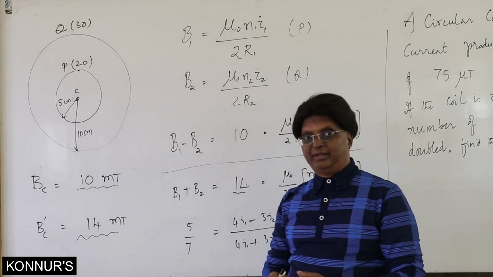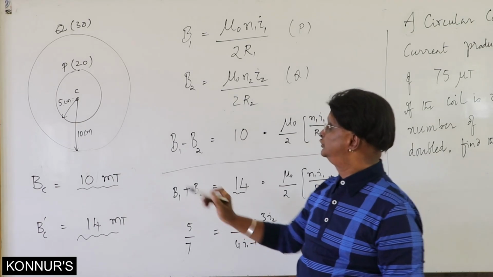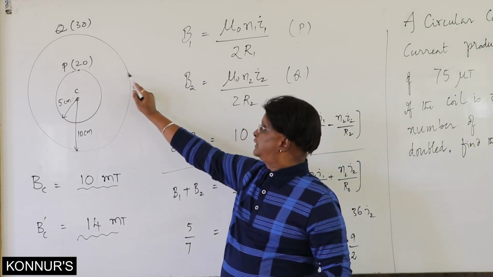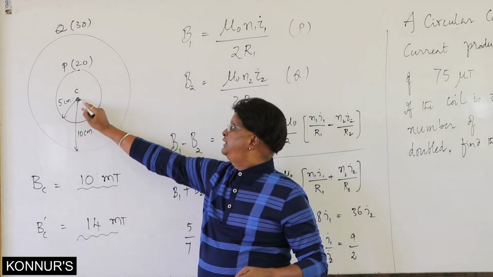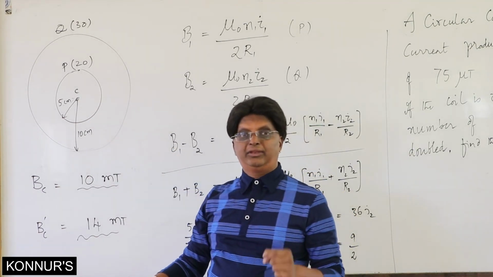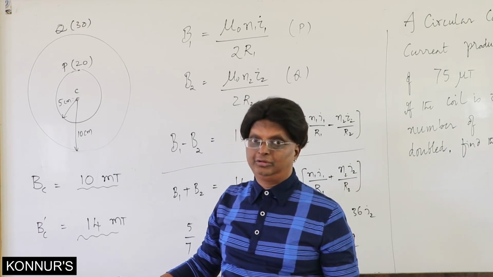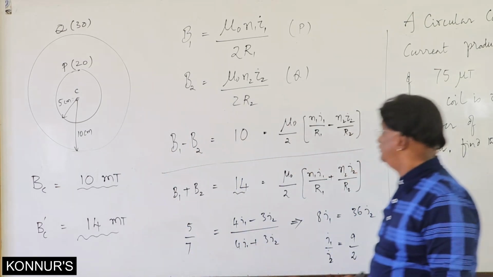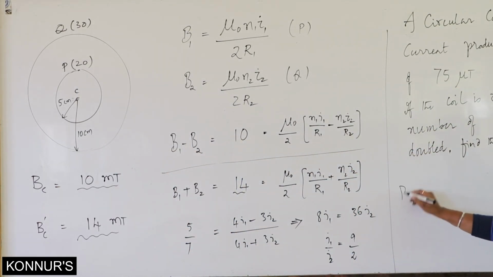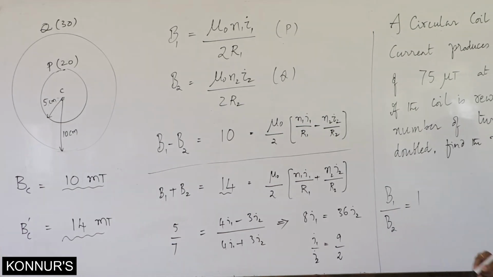Now the same example, if you change it like this: for what ratio of currents I1 and I2 will this common center be a null point? Null point means net magnetic induction being 0. Then what will be the condition? Then that condition will turn out as B1 by B2 equal to 1.